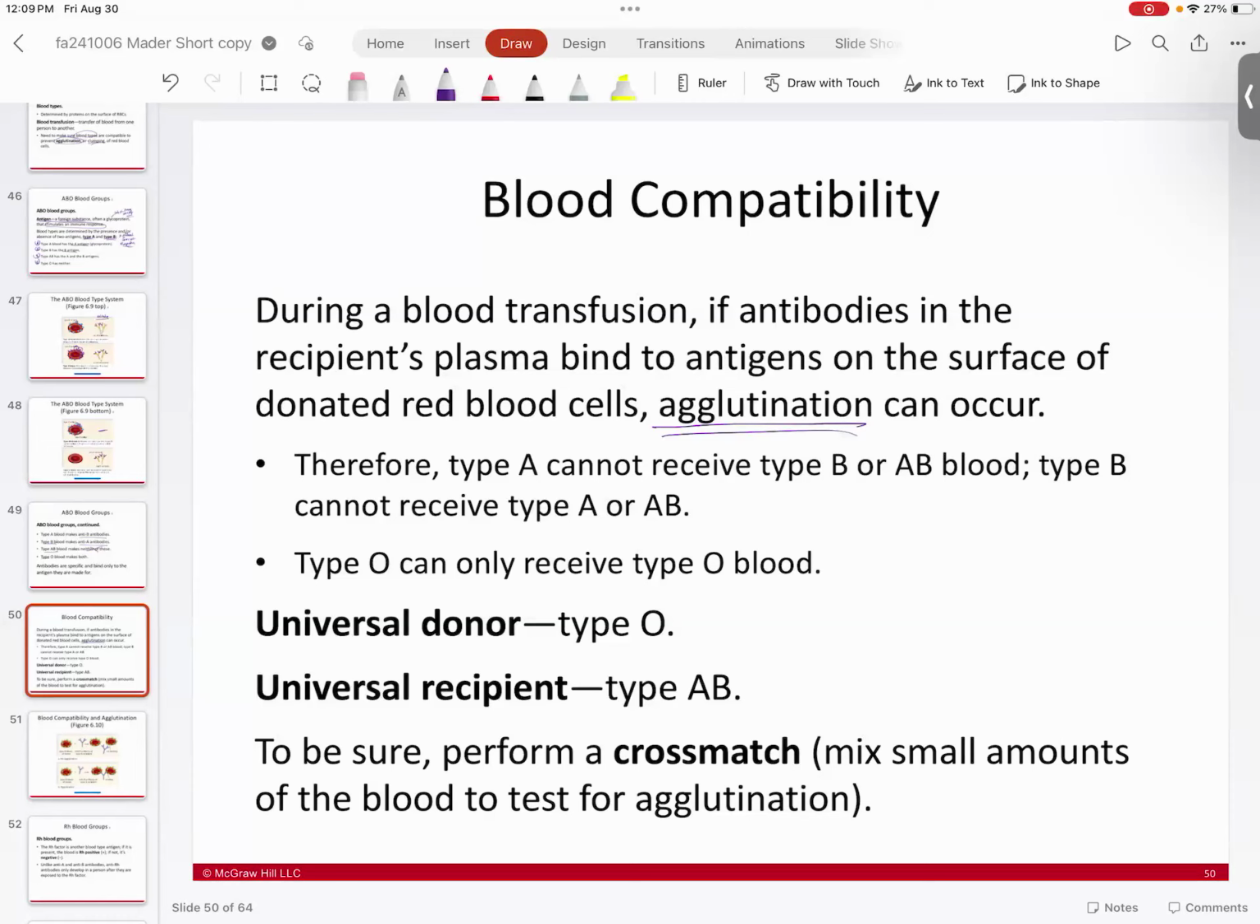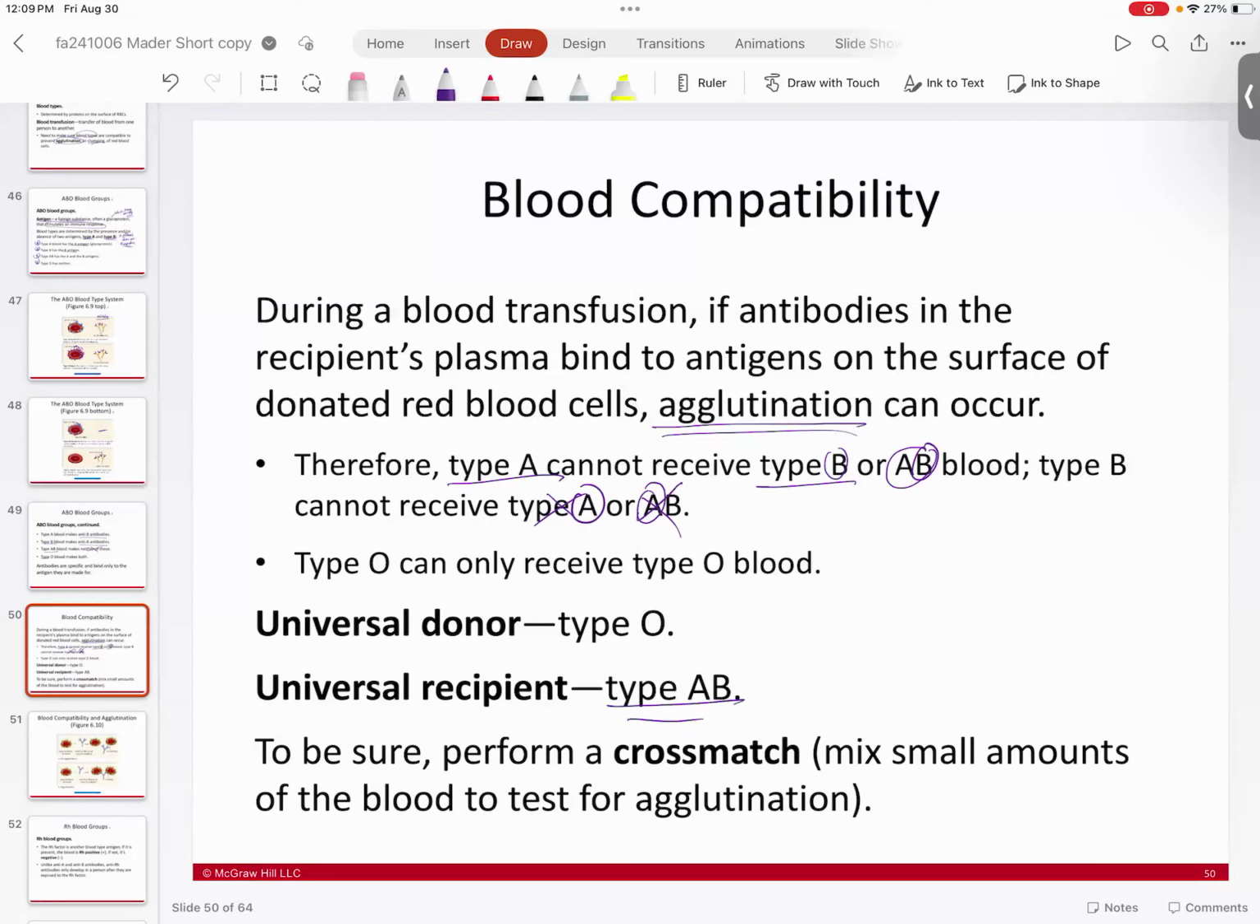Right? So for instance, a type A person cannot get type B blood. Why? Because they make antibodies against type B. If I have type B blood in me, my immune system will attack it because it's foreign to my body, right? Same thing for a B-type person. A B-type person can't receive A or AB. Why? Because of that A piece. That's the foreign part, right? An A person can't take AB. Why? Because of the B part. That's foreign to me.